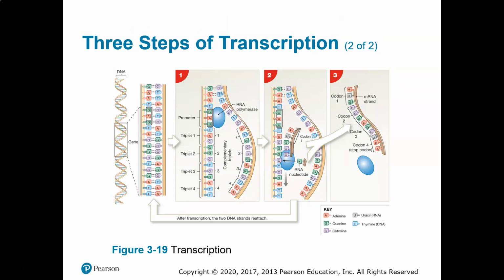This shows you transcription. Here's your DNA. The DNA has to unwind, and you only use one side as the template strand. And then the RNA polymerase runs down the DNA, and as it does, it attaches nucleotides, and they form a chain, and then they eventually form into the messenger RNA strand.